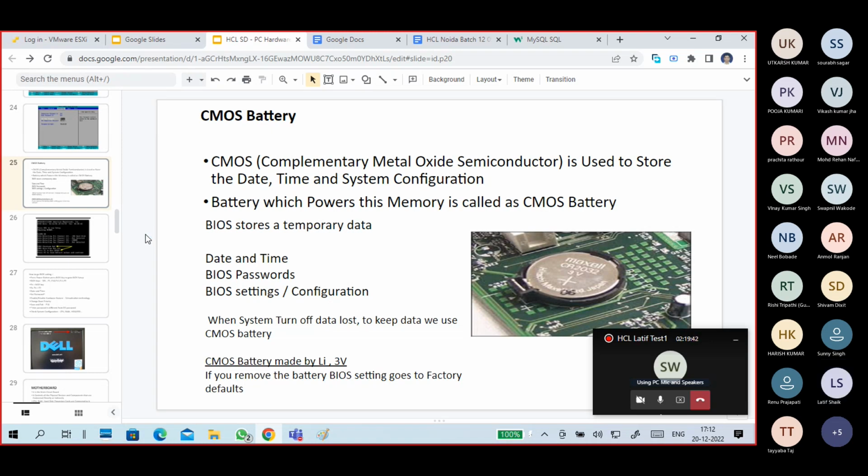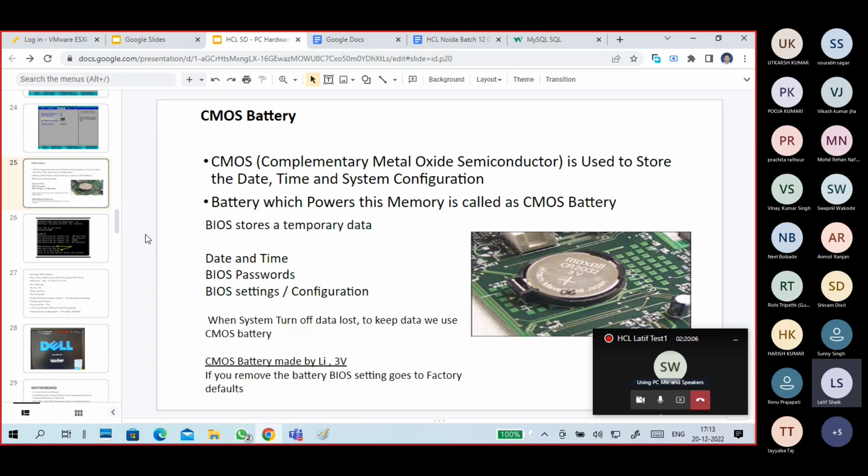This is another one. All of this is stored in your CMOS, sorry, your BIOS chip, right? So we have seen the settings. We are able to give a password, we can change certain settings, we can give date and time, and this date and time will continuously run.